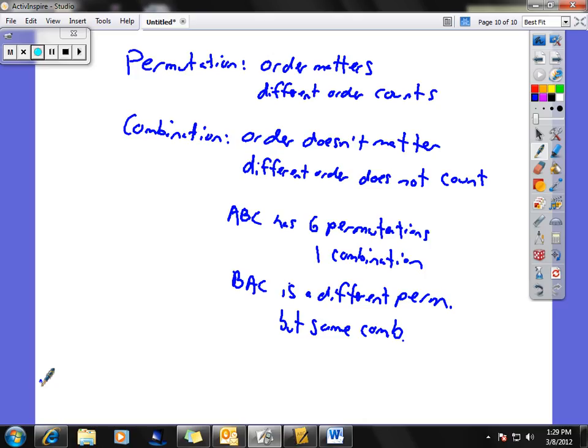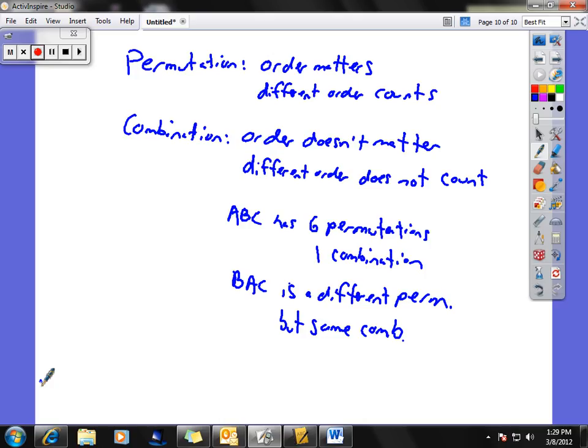Which one is always going to be more? It's kind of obvious now, but which one is always going to be a higher number? A permutation is always going to be a higher number than a combination, because with a permutation you're counting each time you put something in a different order, and with a combination you're not counting those. So permutation is always a higher number.